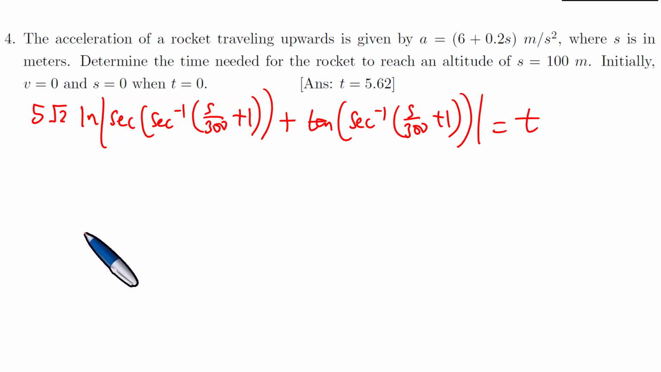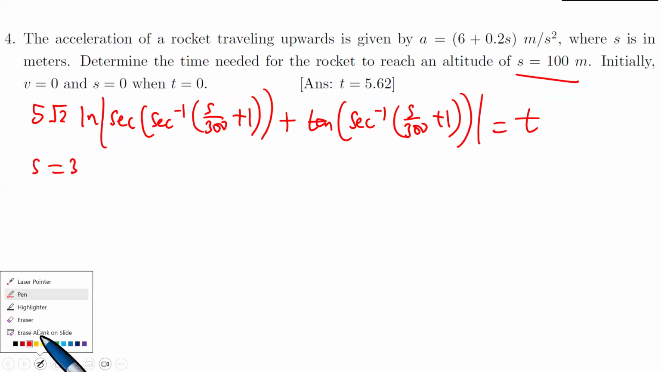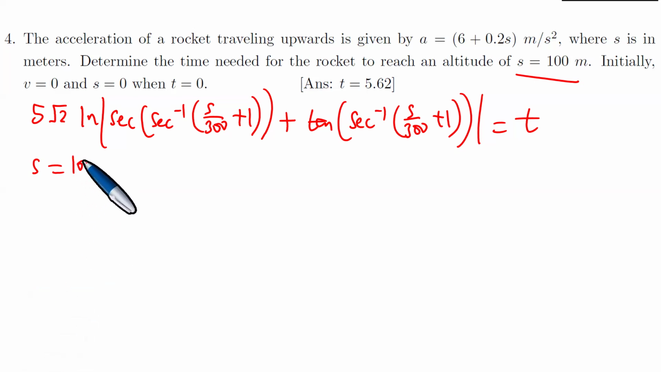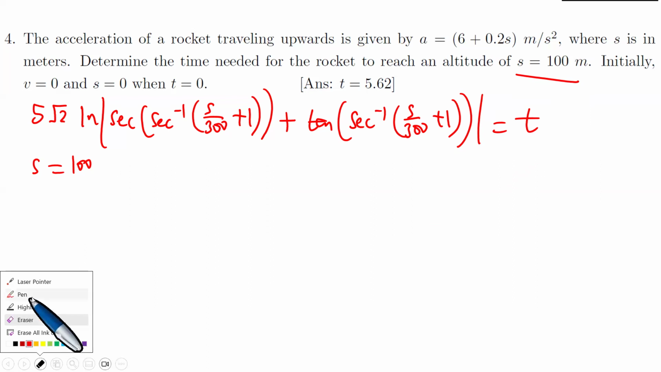And so as a consequence, what we have here becomes as follows. We have noted that c is 0. But simultaneously, we are interested in the altitude s equal to 100. So s equal to 100 meters yields the following.